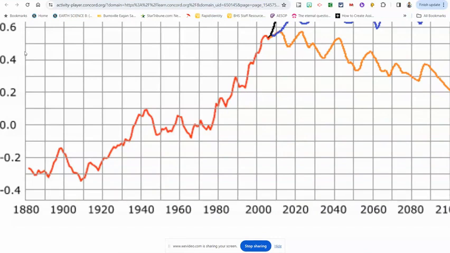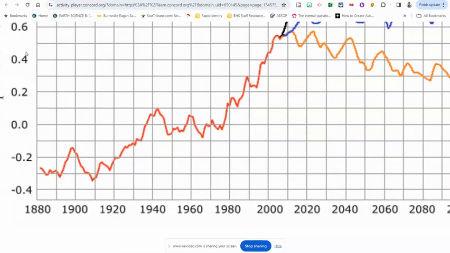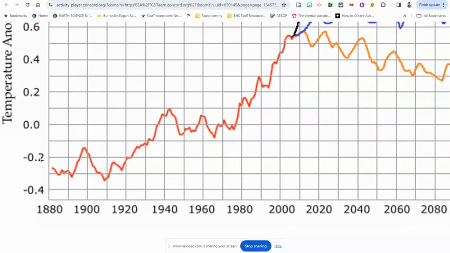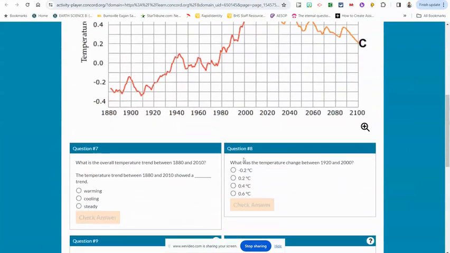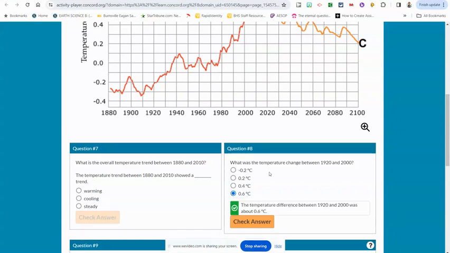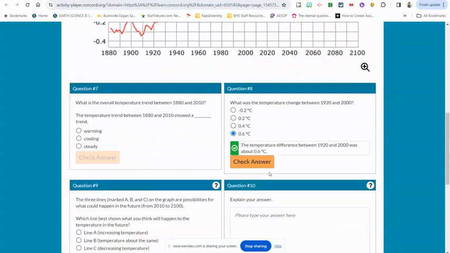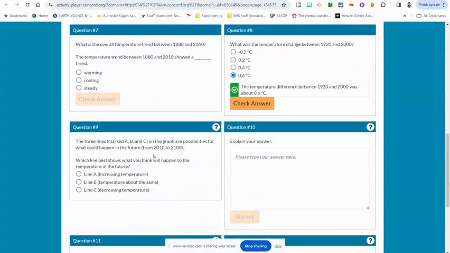So 0.45, know where I'm getting that? So that's 0.4, 0.5, 0.6. So halfway in between 0.4 and 0.5 is what I'm estimating to be 0.45. 0.45 plus another 0.2 would be 0.65. You can do that in your head. So the best answer they have here is 0.6. I'm going to check my answer. And that is correct.